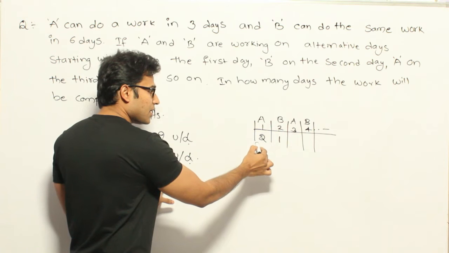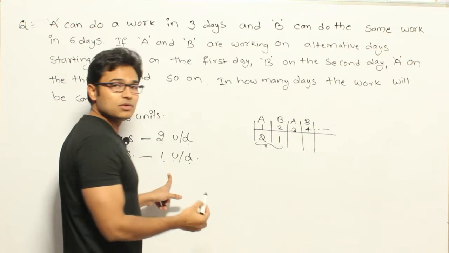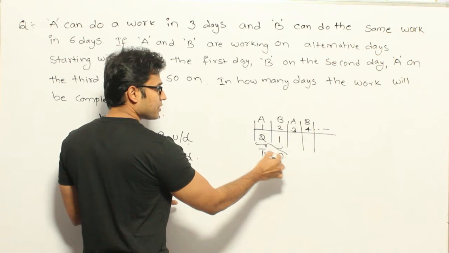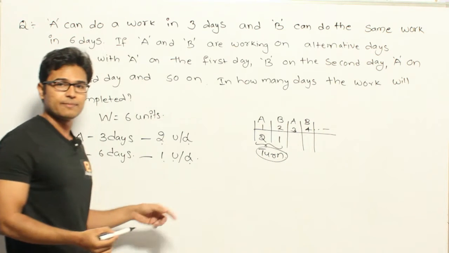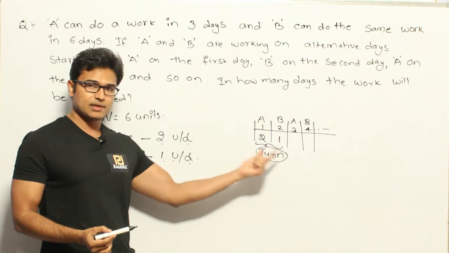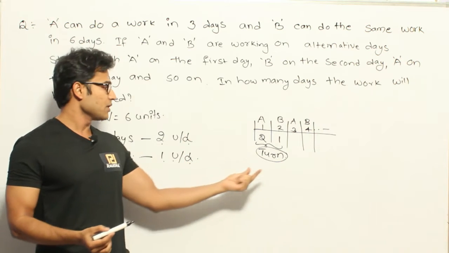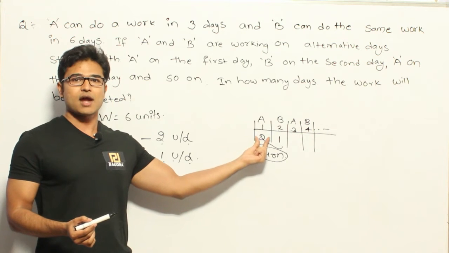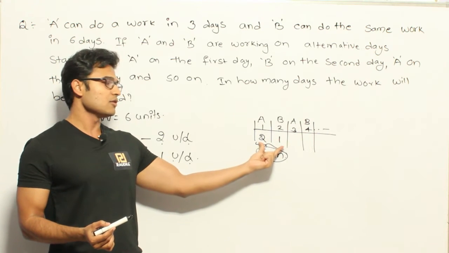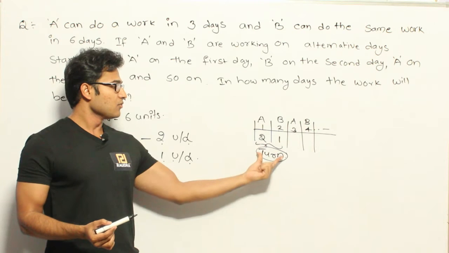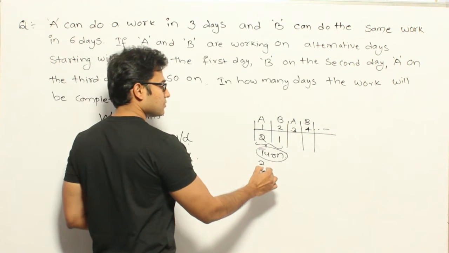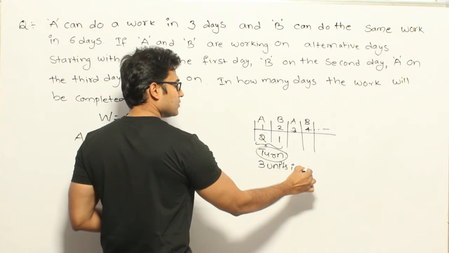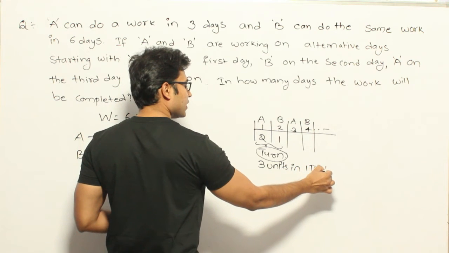Now, I am using a new word here called a turn. Turn means, I am just introducing it. It is not a standard terminology. To solve all such questions, I am just introducing new terms. So one term is turn. Turn is given one day for A and one day for B, how much work they will be able to finish? They are able to finish 3 units in one turn, isn't it? 3 units in one turn, right?